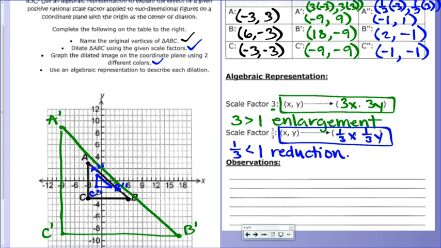Your assignment from here is to fill in the observations. You have at least 3 sentences explaining what we learned today, and I will see you tomorrow.